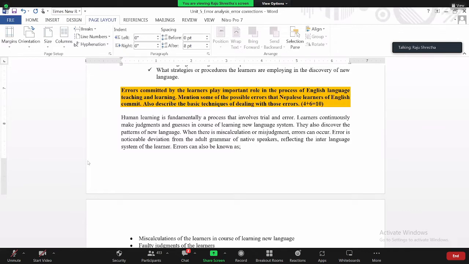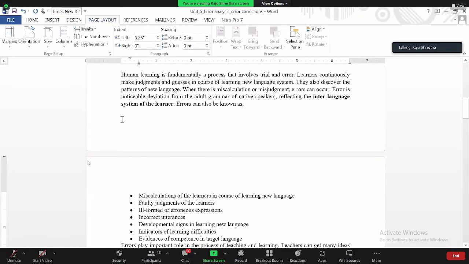Error is noticeable deviation from the adult grammar of native speakers, reflecting the interlanguage system of the learners. Where the language learning process has reached, which stage it has reached, that will be reflected. That will be visible to the researcher, the teacher. And this is what interlanguage system of the learners. So, errors can also be known as miscalculation.